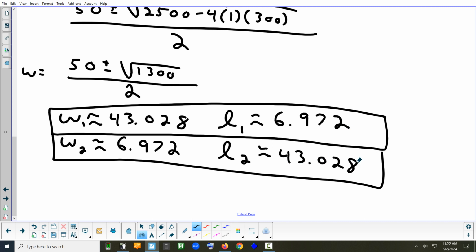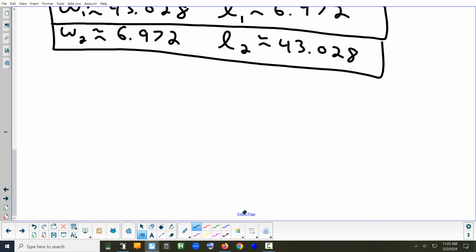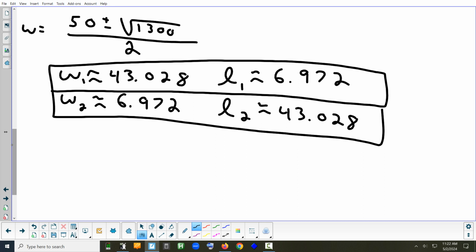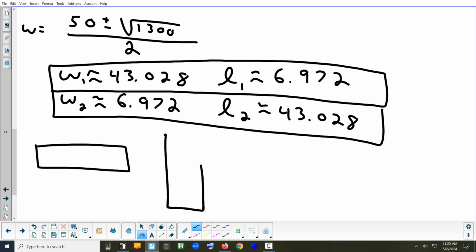So technically, we do have two answers. If you think of these as coordinates, 43, 6 and 6, 43 aren't the same thing. They are different. In terms of the rectangle, one rectangle we're looking at this way, and the other answer we're just looking at this way. So it's a rotation, 2 answers. Right, but there are 2 answers.